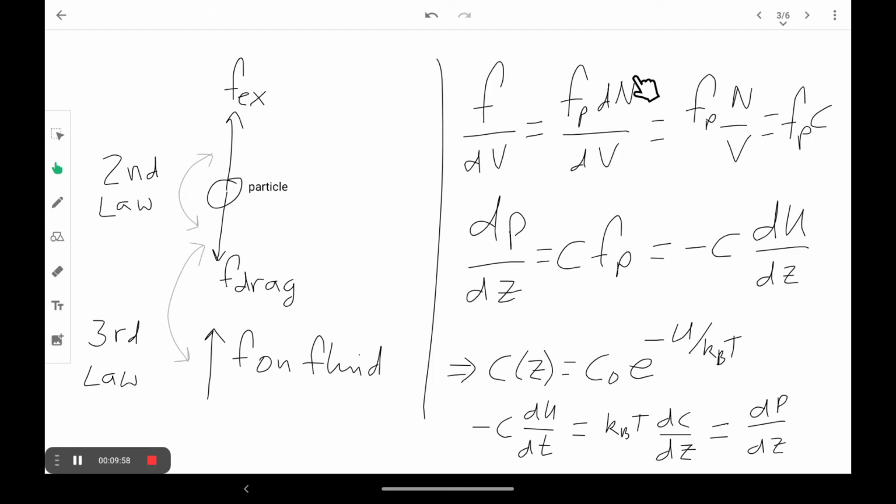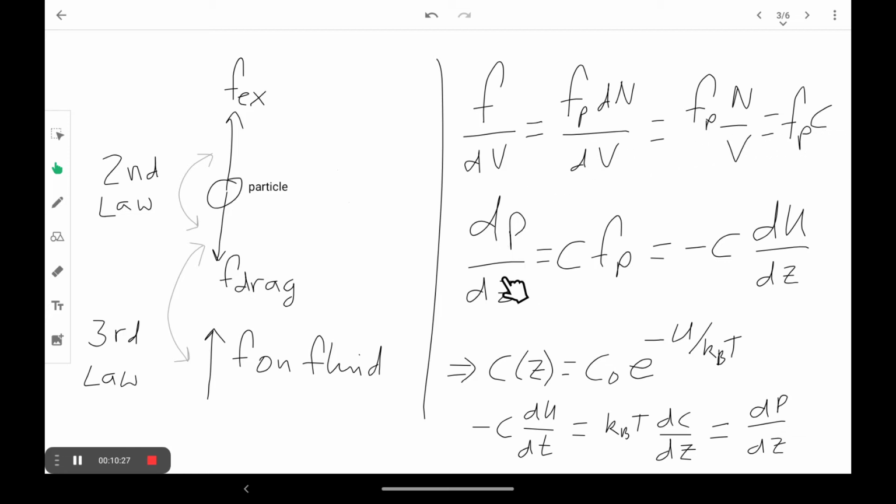So if the concentration is uniform enough in a volume, then in a certain region, I should say, we can just say that dN over dV is the same thing as N over V. Okay, but this will be a function of position. And so taking that, N over V is our concentration. So this is the force per particle times the concentration, which is a function of position.